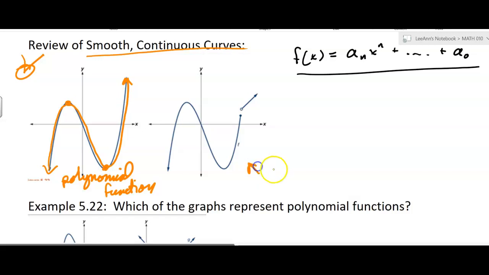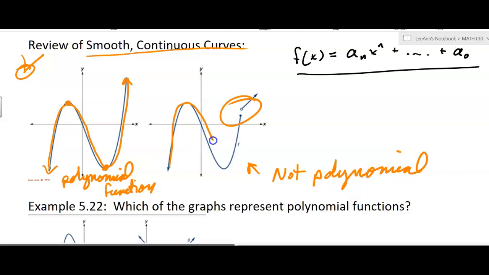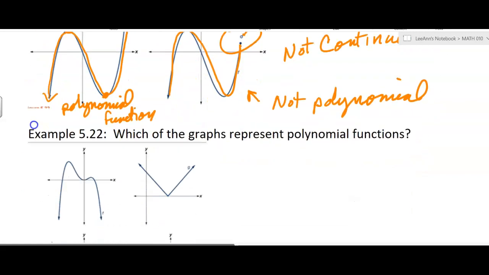This is not polynomial because it has a break in it, and the break is right there. You can't trace it with your pencil because when you get to this point, you have to jump. You have to pick up your pencil, and then you can keep tracing. But that jump that you have to make, the picking up of the pencil, that means it's not continuous. So this one is not continuous. It doesn't have any sharp corners really, but it's not continuous.